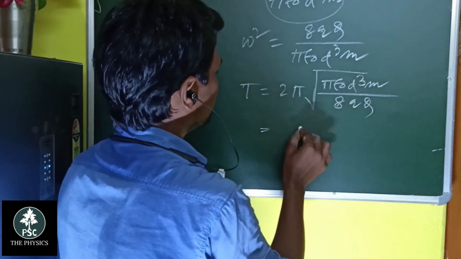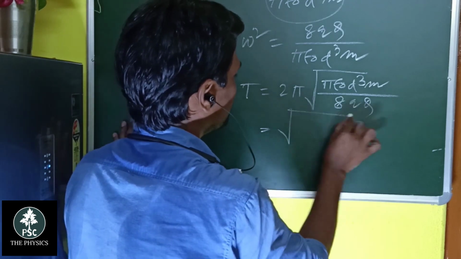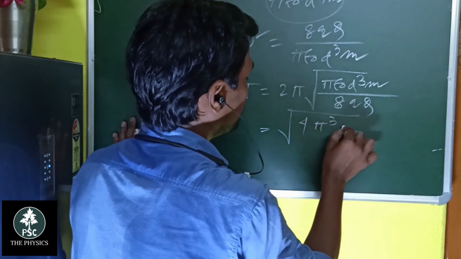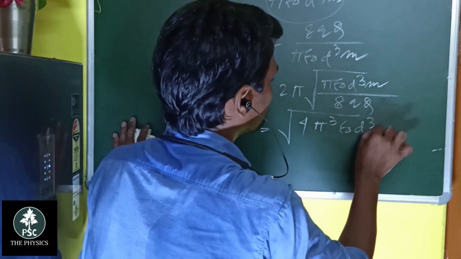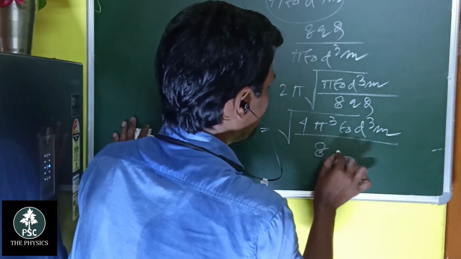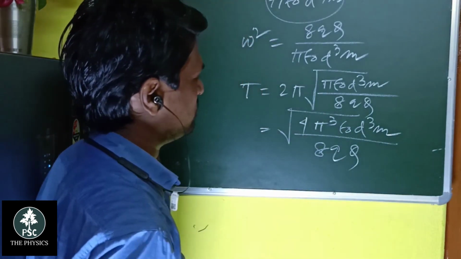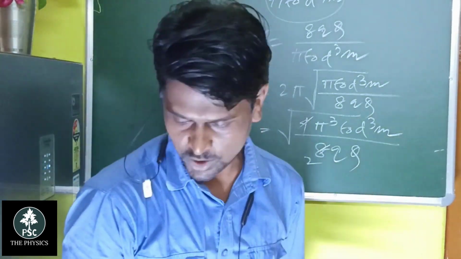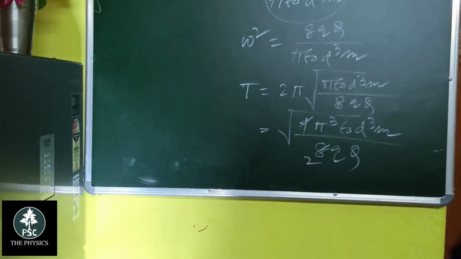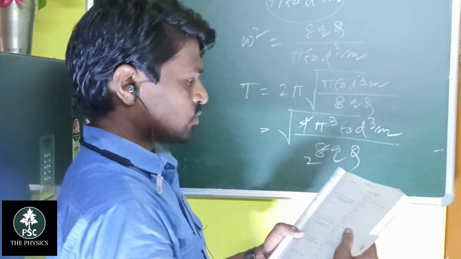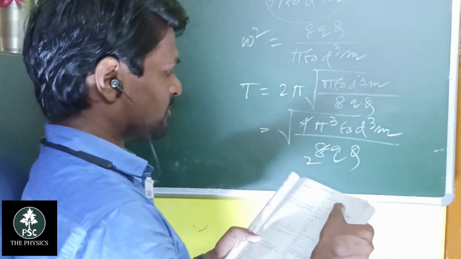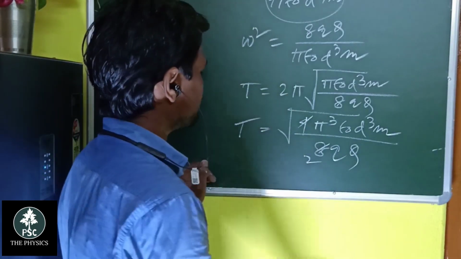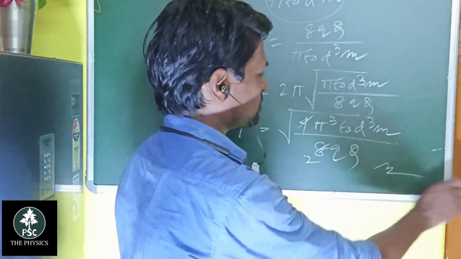When this comes into this one, so this is root of 2 to the 4 into pi cube epsilon naught d cube small m by 8 q capital Q. So I check this one. So this is a root of pi cube epsilon naught m d cube by 2, and this is the answer, students. So this is the time period. So the expression for time period is this, and this is the final answer.